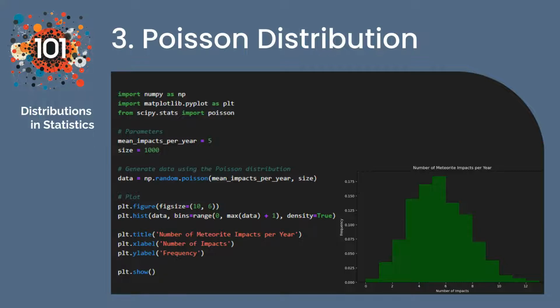The histogram visually represents how frequently different numbers of meteorite impacts occur based on an average rate. The histogram provides a visual representation of how meteorite impacts are distributed annually, highlighting that while the average number of impacts is around 5, the actual number of impacts in any given year can vary, with fewer extreme values occurring less frequently.